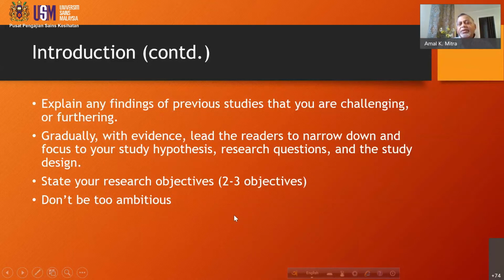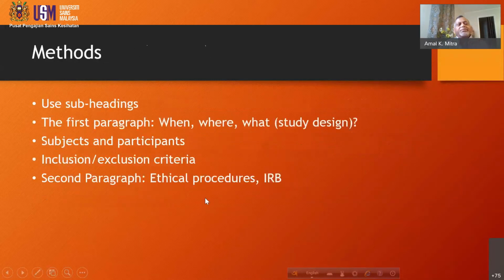So the introduction is generally around 2 pages. It can be a little less than 2 pages, but not exceeding 2 pages. Now comes the method section. That's the easiest part to do, but it's more elaborate. So you can use subheadings for the method section.